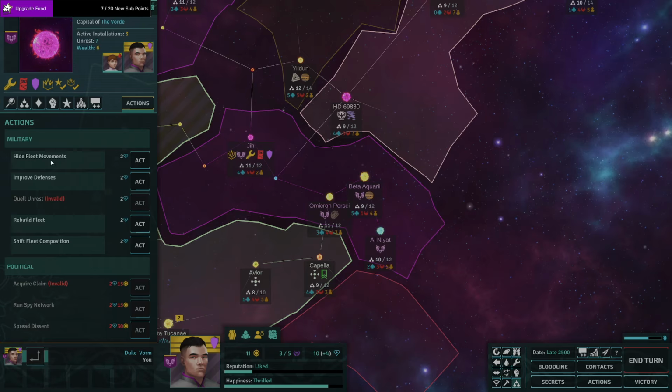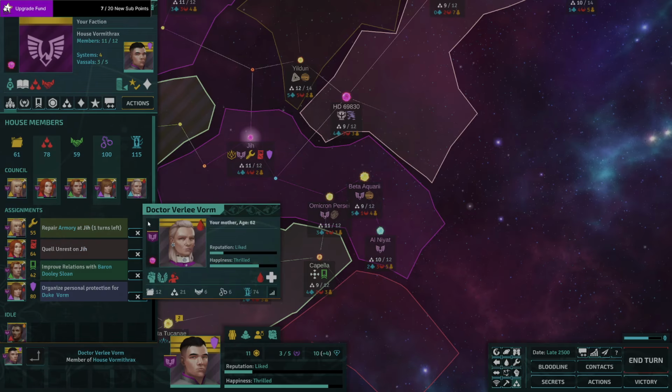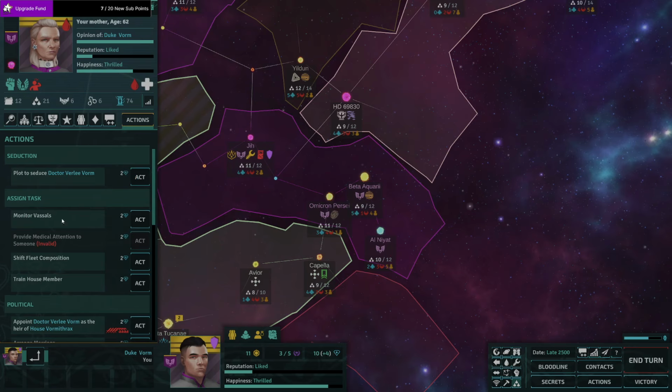So I think with the choices we have for her, nope, that's not what I wanted to look at. Assign task. Oh yeah, monitor vassals. It'll basically increase our vassal limit by 1 or 2. Shift fleet comp and train a house member. That's what we're actually going to do. We're going to do train a house member. I don't think I need these other ones. We're not going to fight for a little while.